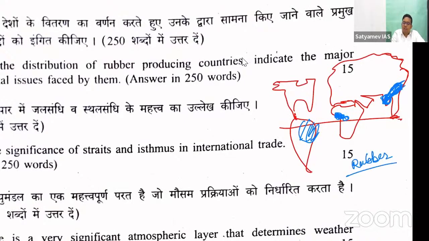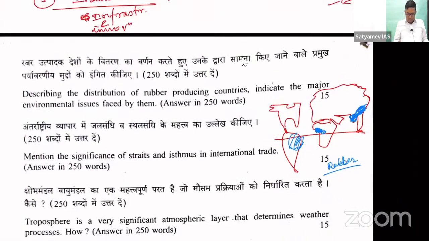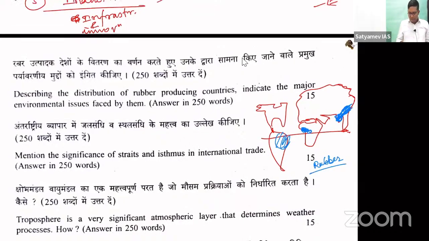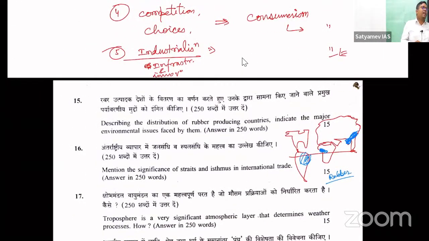So once you have created this map about the rubber producing regions, indicating some of the countries, name the countries like Brazil, Nigeria, Ghana, India, China, etc. And you will say then that rubber is specifically a tropical crop.